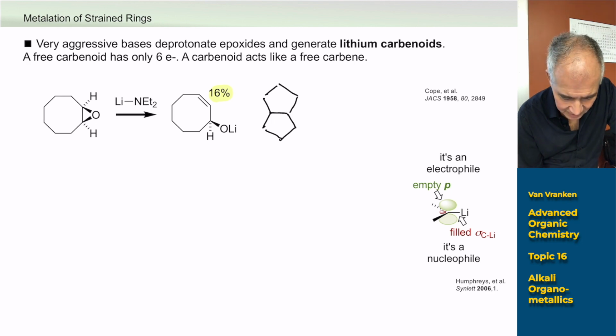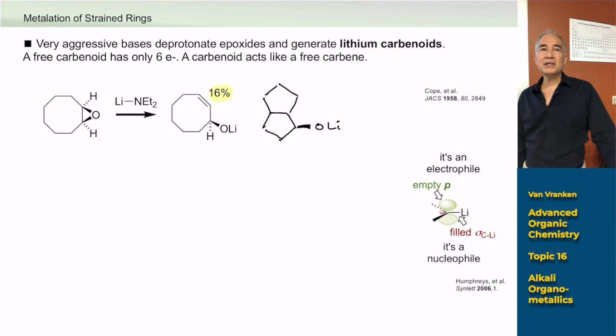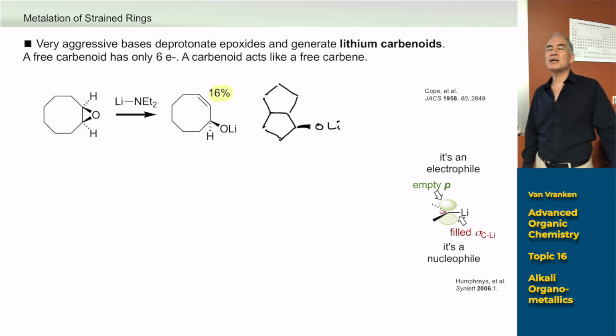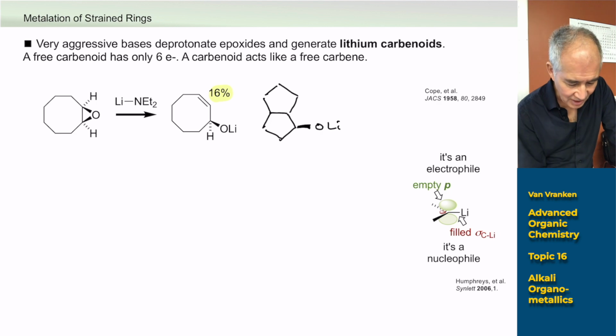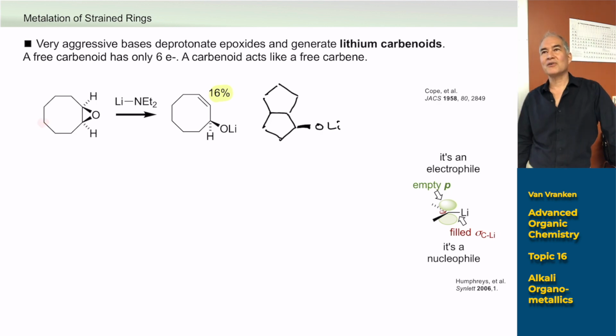How many of you would have guessed this? You've got to draw some pretty crazy arrow pushing if you're going to predict that you formed a C-C bond right in the middle of our 8-membered ring. That means somewhere in this mechanism we're going to have to do something with one of these carbon atoms over on the other side.